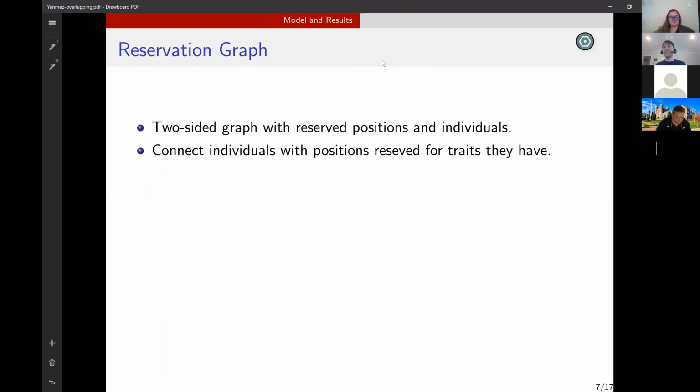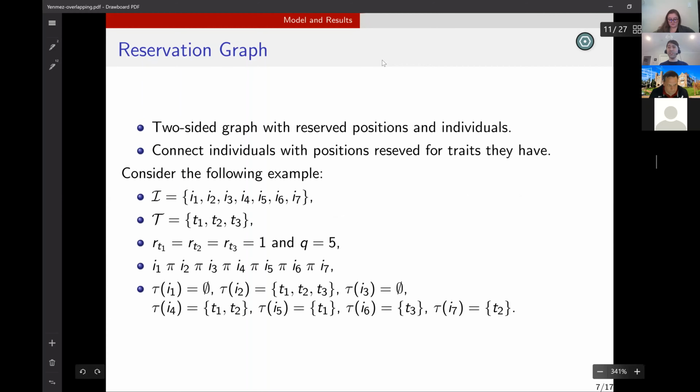In order to study this model, we introduce a reservation graph. A reservation graph is going to be two-sided. On one side, we're going to have positions reserved for each trait. So if there are 3 traits and you have one position for each trait, you're going to have 3 positions on one side. And on the other side, you're going to have individuals. We're going to connect individuals with positions if the individual has the corresponding trait of the position. I'm going to work with the following example throughout the talk, and you don't have to remember everything. It's simple. So there are 7 individuals, I1 through I7.